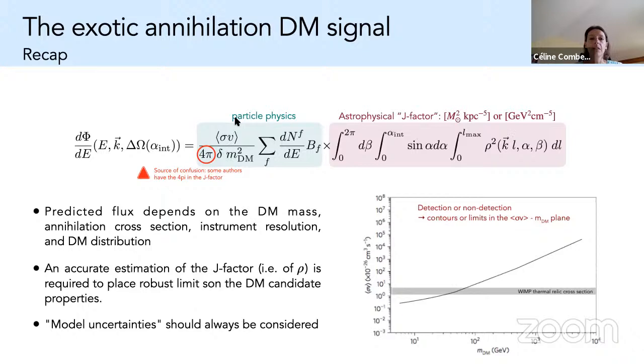Oh, and just a little thing before moving on. This 4 pi, you've seen I've put it in the particle physics part, but sometimes, especially in earlier papers, people had it in the J factor definition, so it is a source of confusion. So if you try to reproduce some results from a paper, make sure you check where the 4 pi was located.